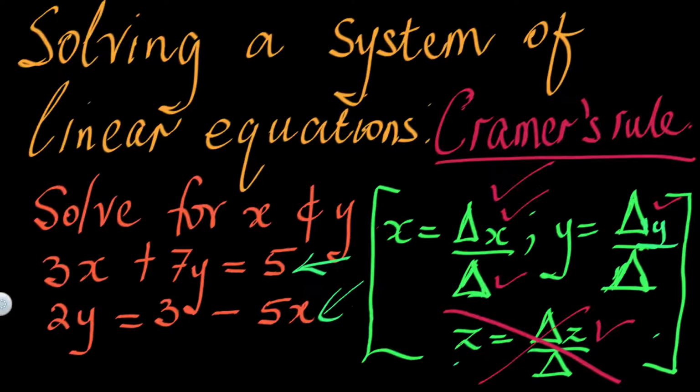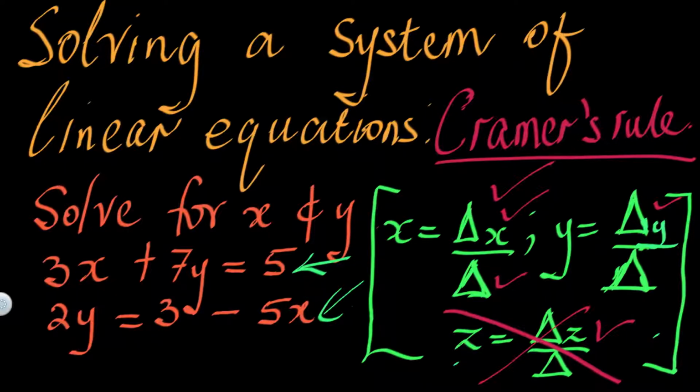So I will be explaining what delta is and how you find delta, what delta x is and how you find delta x, what delta y is and how you find delta y. That's all I will be explaining. I also want you to know that the method I'm using for two linear equations is the same method that you use for 3 or 4 or 5 linear equations. As long as you're using Cramer's rule, it is the same method. Just that with two linear equations, it's quite simpler, but it is the same method.